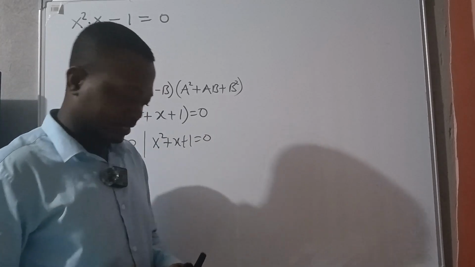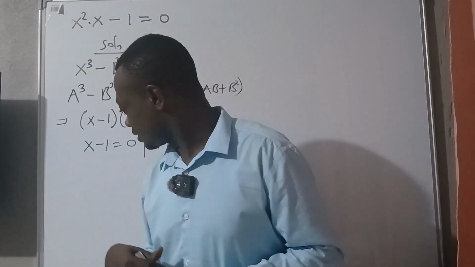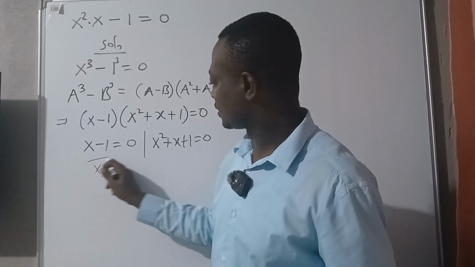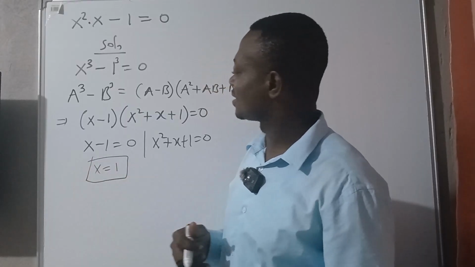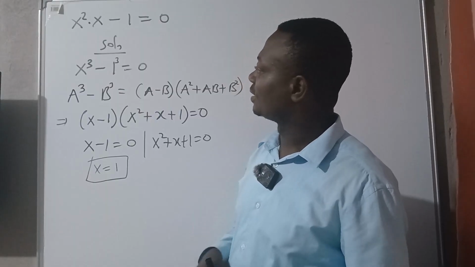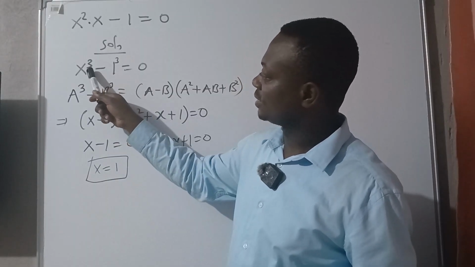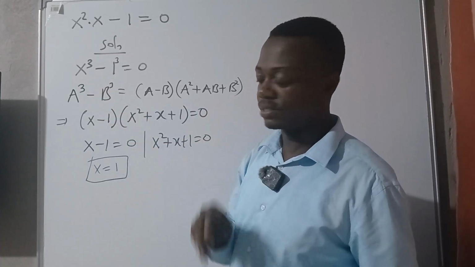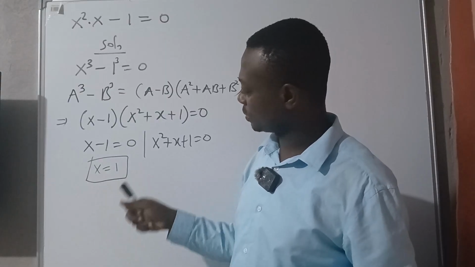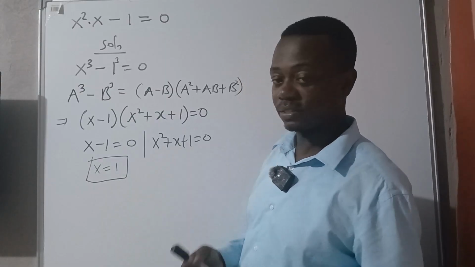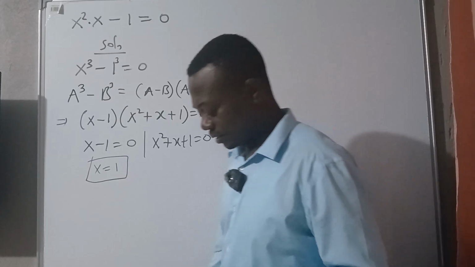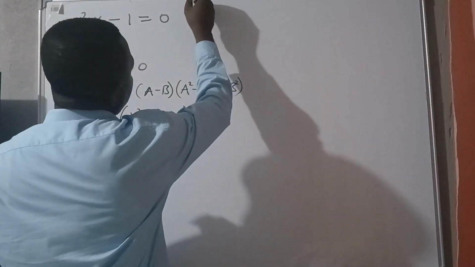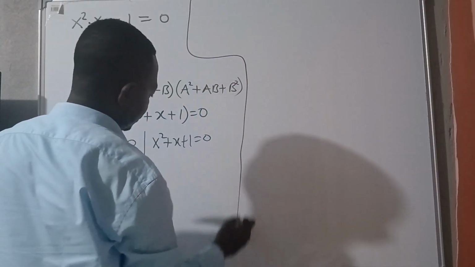And from here, my first answer is x equals 1. And I think that is the only real solution here. Okay, now because the degree here, the highest power here is 3, we are expected to get 3 solutions. Okay, and that's the first one, and this one being quadratic will give us another 2, making 3. All right, so let's look for the other solutions.